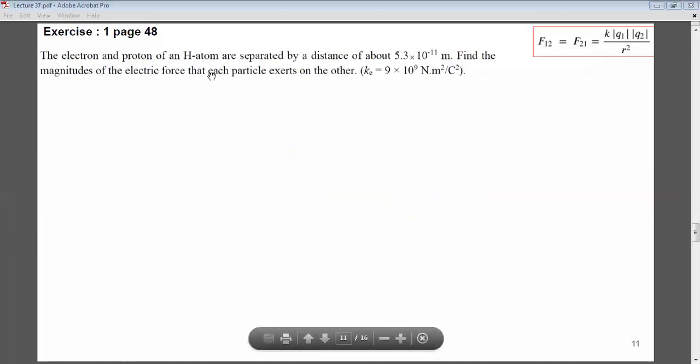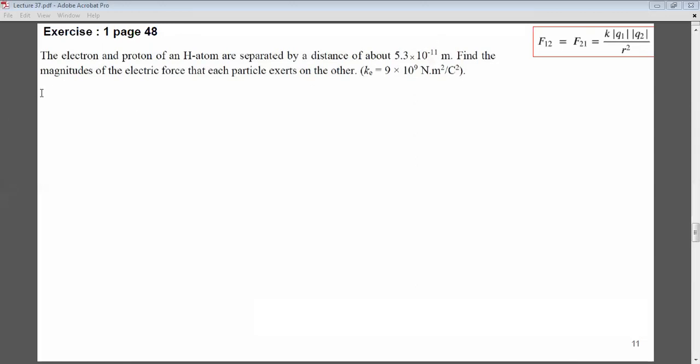The electron and proton. So, one exercise. The electron and proton of a hydrogen atom are separated by a distance of about 5.3 times 10 power minus 11 meter.